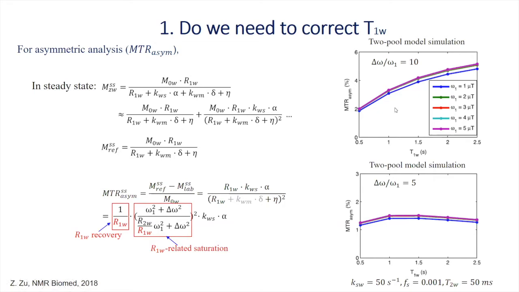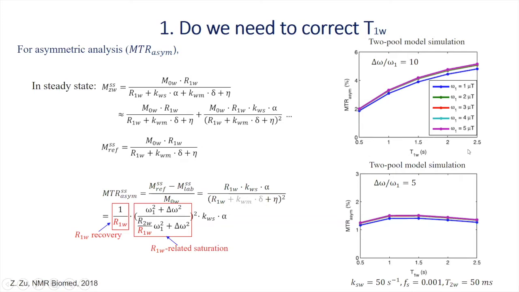Okay, so here's our simulation. We have a 2-pool model simulation. The 2-pool model contains water and a solute. And this is the 2-pool model simulated MTR asym as a function of T1. In the upper figure, we mimic the weak saturation effect, in which the RF offset is 10 times the RF saturation power. In the lower figure, we mimic the strong saturation effect, in which the RF offset is 5 times the saturation power. So we simulate several powers from 1 to 5 microtesla, but keep this ratio constant. And the different powers are represented by different colors.